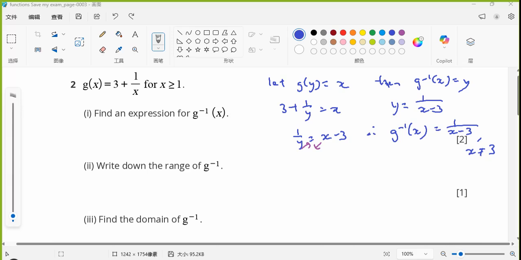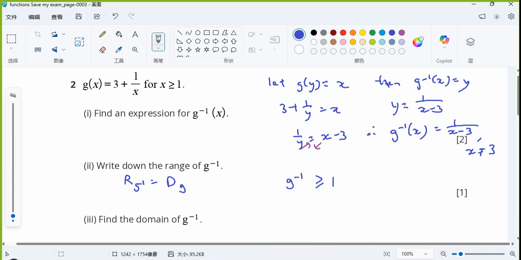Then we have to find the range of g inverse. So we know that the range of g inverse is equal to the domain of g. So the range of g inverse will be greater than or equal to 1.